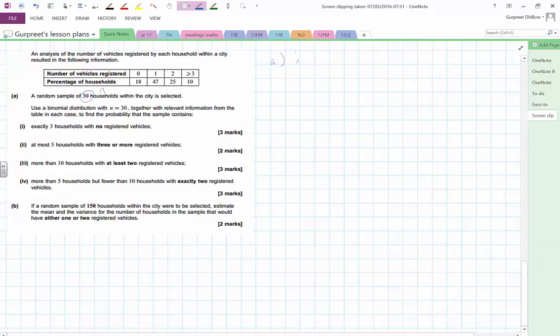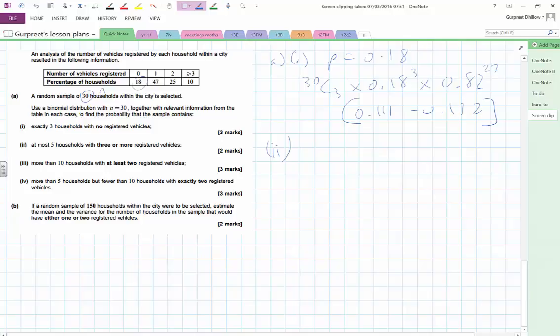So part A part 1, no registered vehicles means we're looking at 18% of them, so that's your probability, 0.18. And we want no registered vehicles, 3 of them exactly out of the 30, so that's 30 C3 times 0.18 to the power 3 times 1 minus 0.18 to the power 30 take away 3. And so if you do that, in the mark scheme we accept any answer from 0.111 to 0.112. That's 3 marks there.